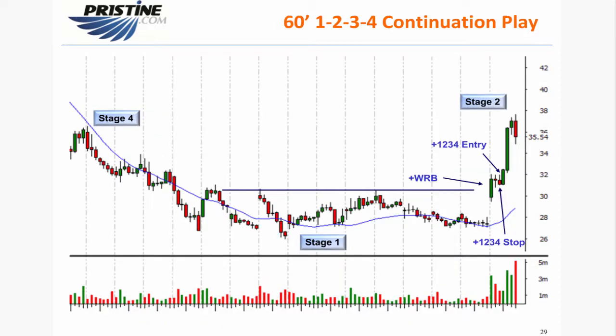Speaking of, here you have a 60-minute chart. Gaps up, wide range bar, clearing resistance. So stage 1 into transition A that should become a stage 2. Now it takes a couple extra bars here, so there are times where you might get an extra bar of stabilization, in which case we might just call it a 1, 2, 3, 4 continuation play. Entry is still the same. You're going to buy it as it trades over the high of those candles.